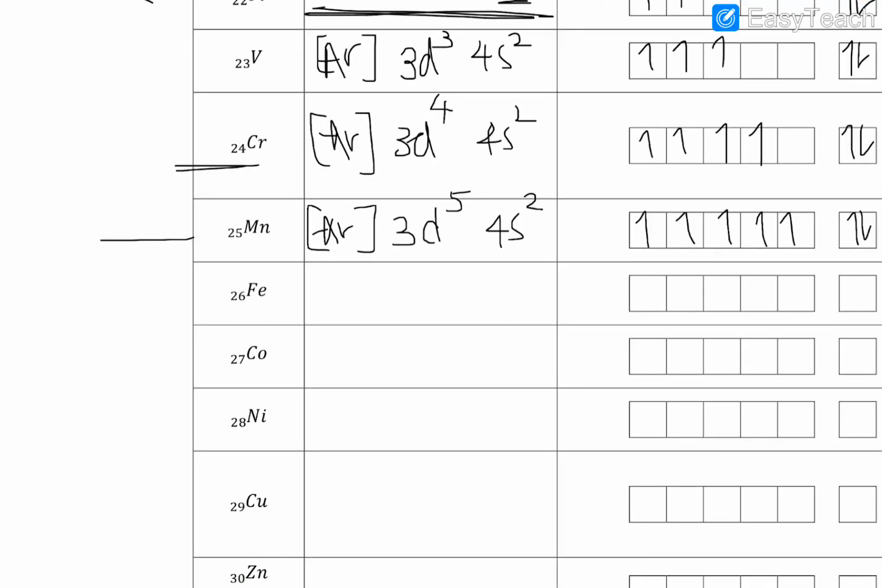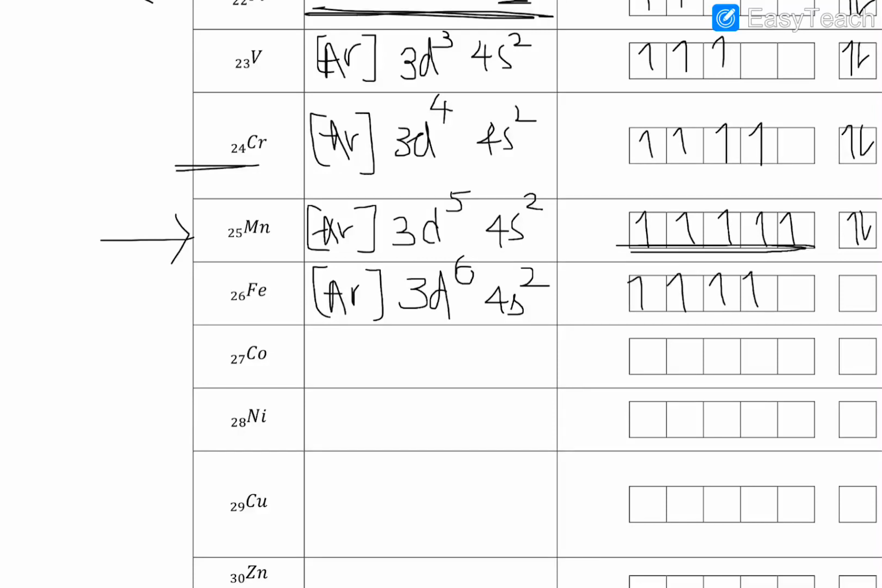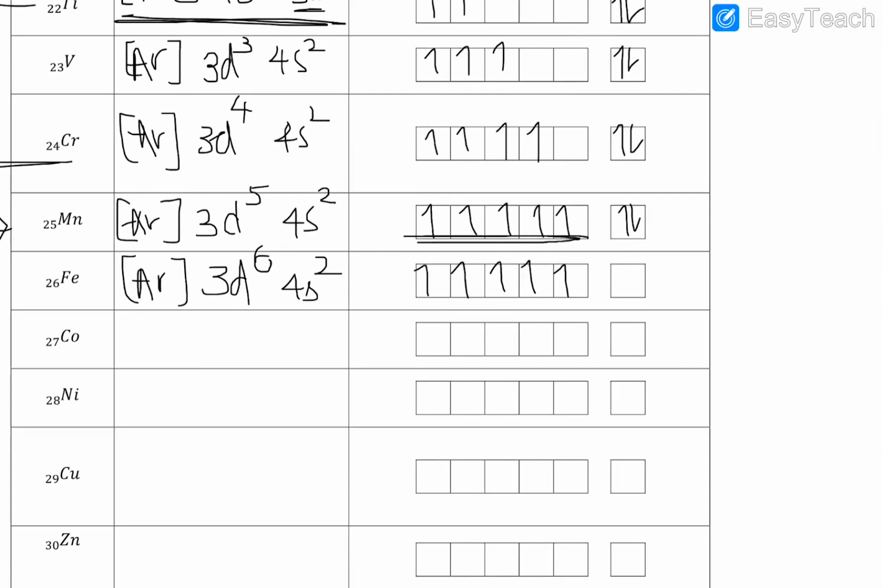So you see that it's half filled here. So this will have extra stability. So Ar, 4s and 3d, 18, 19, 20, 26. So I'm going to have 6 here. 1, 2, 3, 4, 5, and then 6.